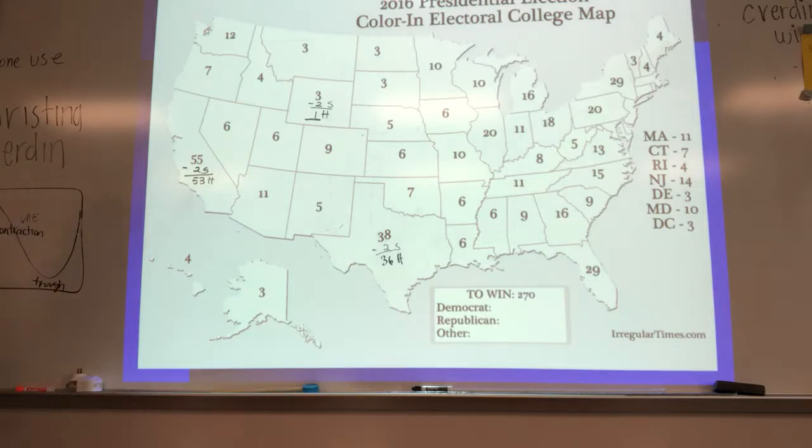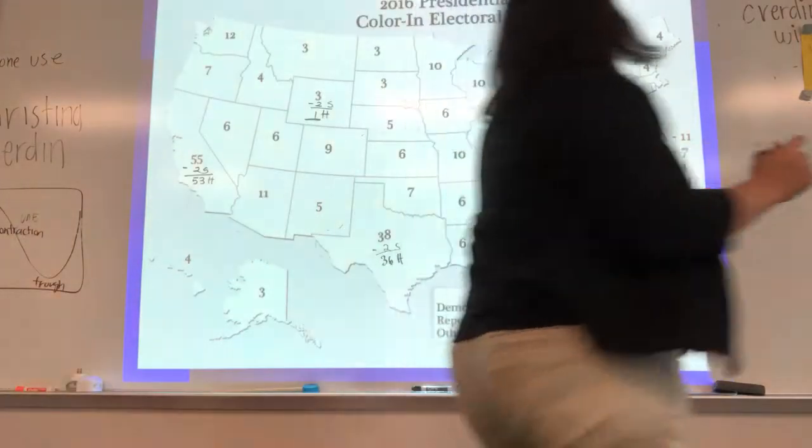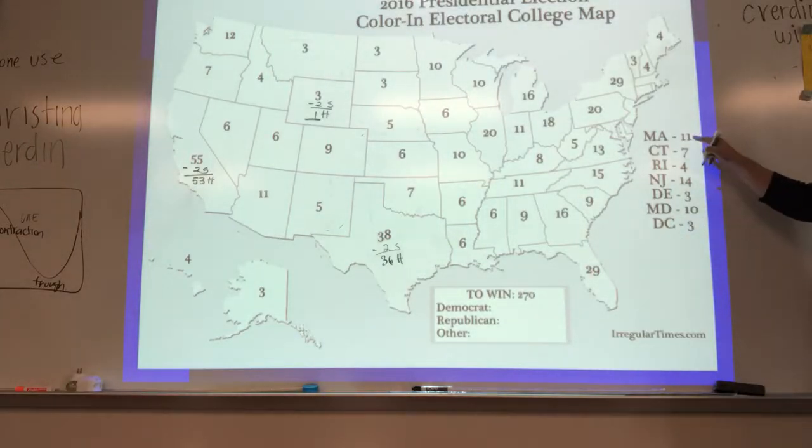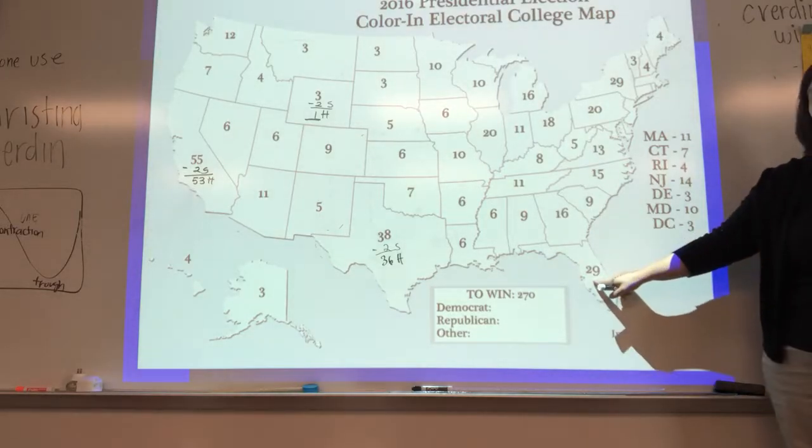I could go, what's another small state? Okay, Massachusetts is smaller, but it already has 11. Its population is very big, right? But Massachusetts, 11 minus 2, that means they only have 9 in the House. There's other states that have a lot, 29 Florida.